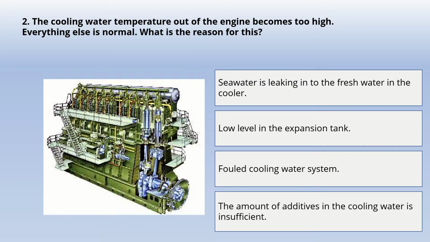Our next question is, the cooling water temperature out of the engine becomes too high. Everything else is normal. What is the reason for this? And the options are: seawater is leaking into the fresh water in the cooler, low level in the expansion tank, fouled cooling water system, the amount of additives in the cooling water is insufficient. And the correct option for this question is fouled cooling water system.